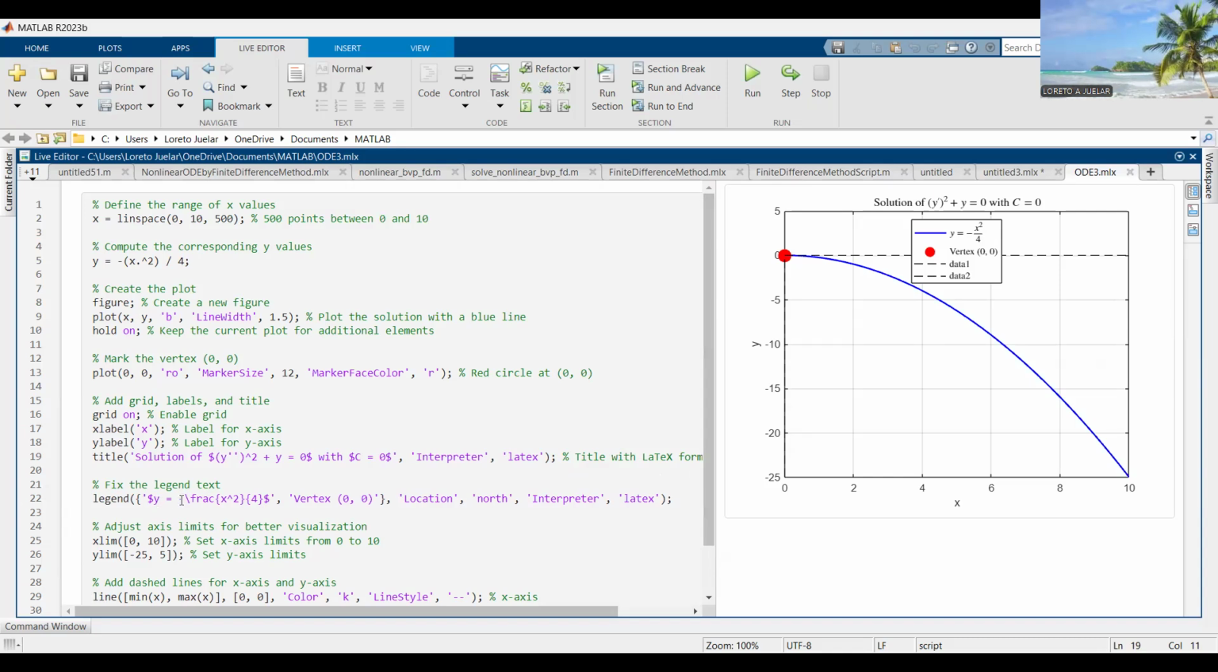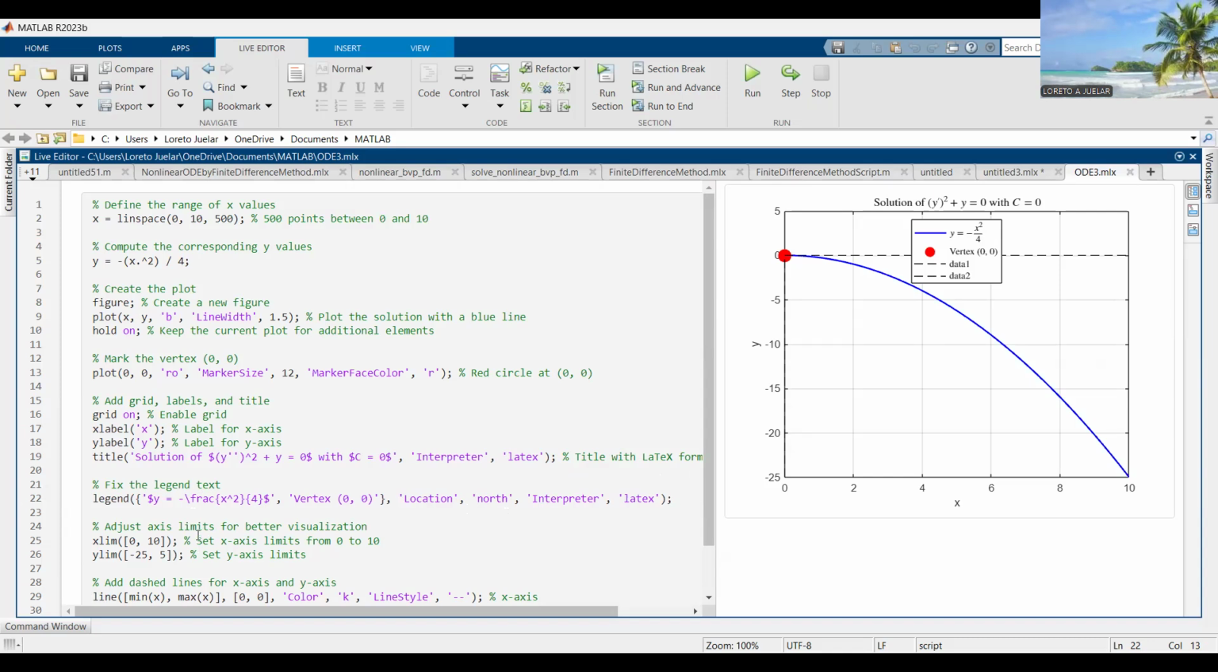All right, fix the legend text here. So we have the legend here, using LaTeX, and MATLAB interprets this LaTeX. We have the location here as north, which means at the upper part of the plot.